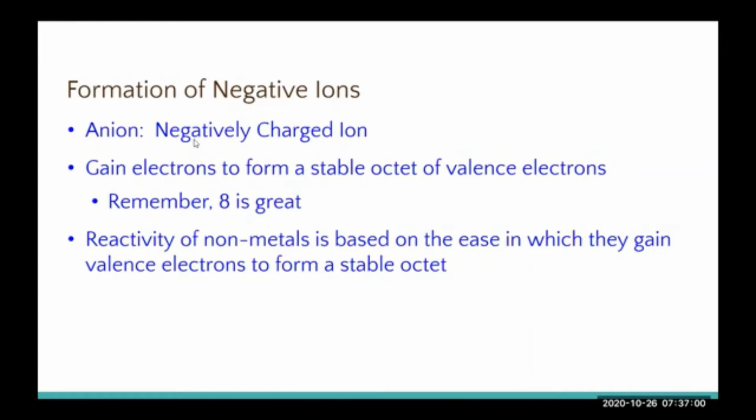They gain electrons to mimic the noble gas in their same row or period. These are primarily columns 15, 16, or 17: the nitrogen family, oxygen family, or halogen family. Again, the reactivity of the nonmetals is based on the ease with which they gain their valence electrons. So nitrogen is not as reactive as oxygen, which is not as reactive as the most reactive, the halogen family.